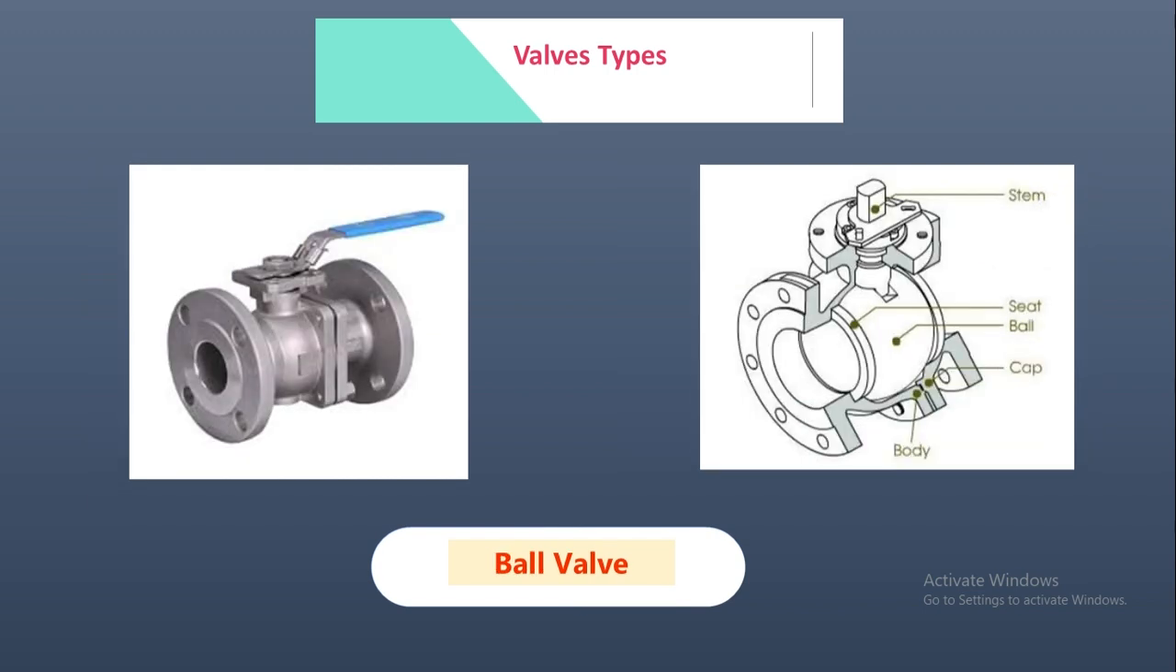Number three is the ball valve. The ball valve is considered a quarter turn valve. Ball valves usually function as block valves to close off flow. They are well suited for conditions that require quick on-off or bubble-tight service.